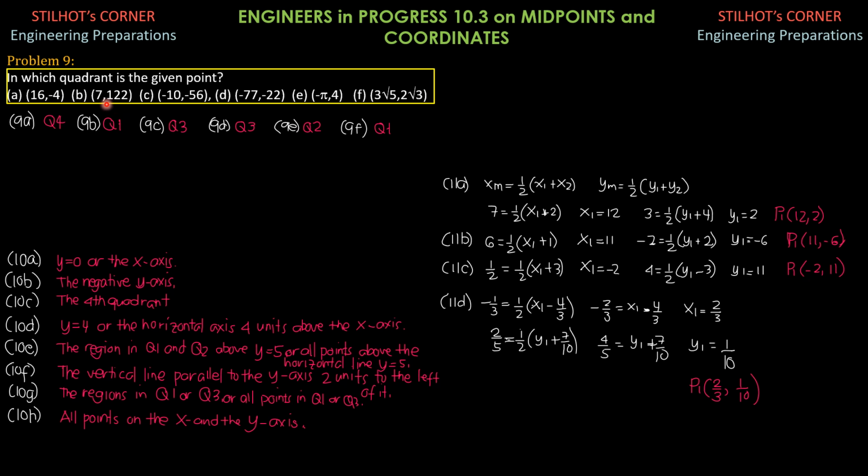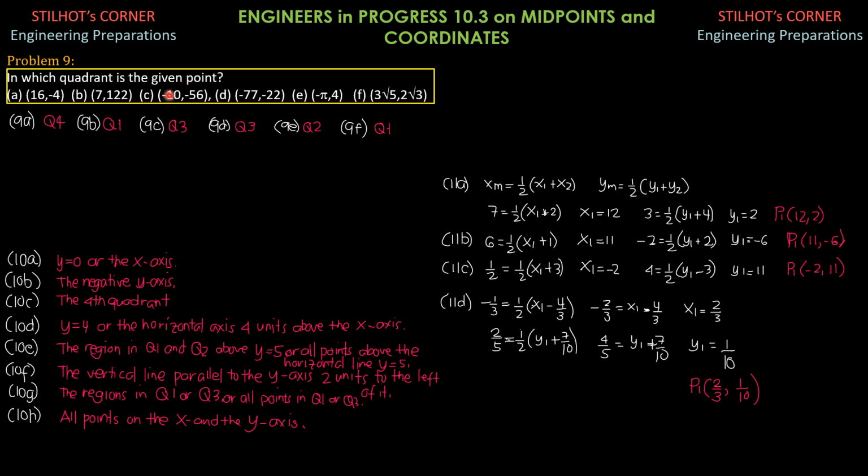For B, 7, both are positive, so this is in quadrant 1. So remember, in quadrant 1, all coordinates are positive. In quadrant 2, the abscissa is negative and the ordinate is positive. Quadrant 3, both coordinates are negative. In quadrant 4, the abscissa is positive and the ordinate is negative.